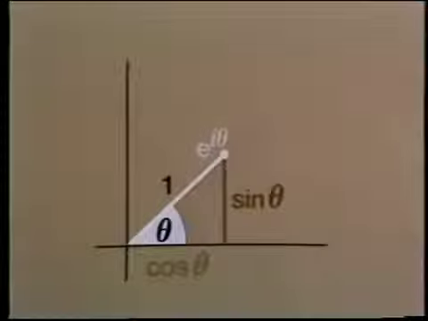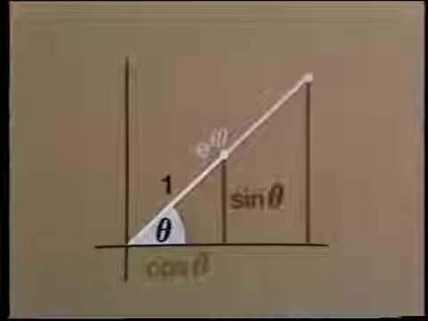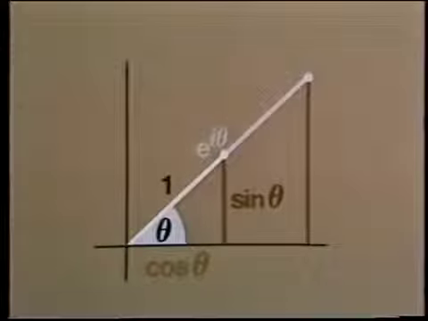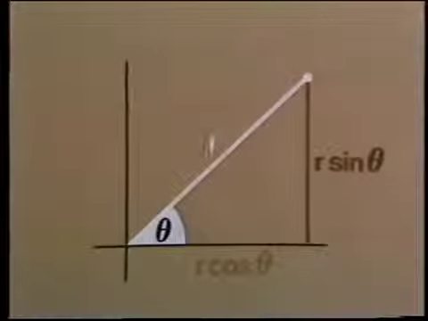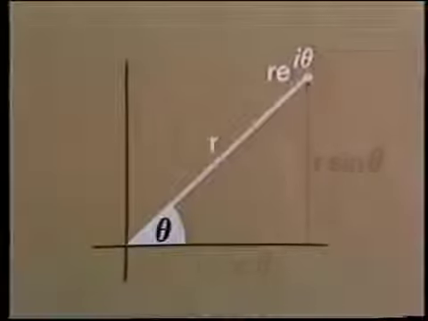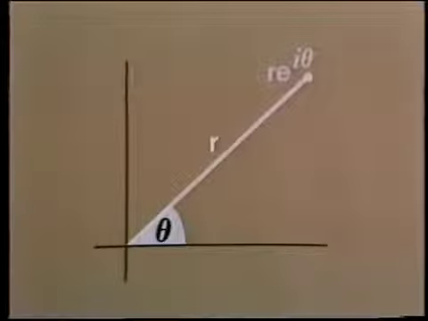On its own, e to the i theta is a distance 1 from the origin at an angle theta. Multiplying by r just multiplies the real and imaginary parts by r. The new point is r cos theta plus i r sine theta, so the diagonal is r. And r e to the i theta is a complex number, distance r from the origin, at an angle theta.